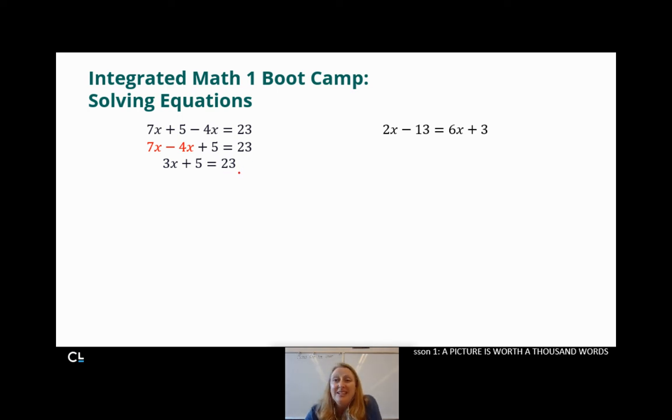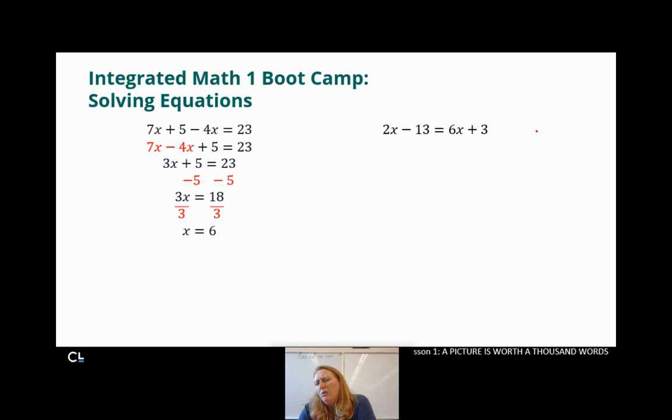And now this is easy. It's just like our other problems, right? Subtract 5 from both sides. So I get 3x equals 18. Divide by 3 on both sides. I get x equals 6. No problem. So since they were on the same side of the equal sign, I was allowed to combine them.